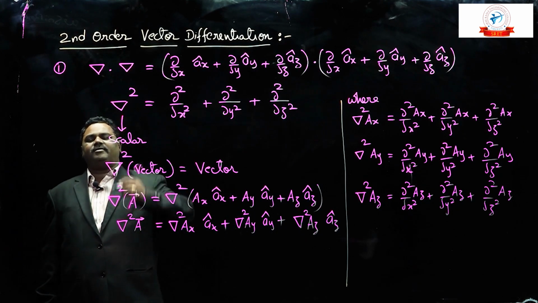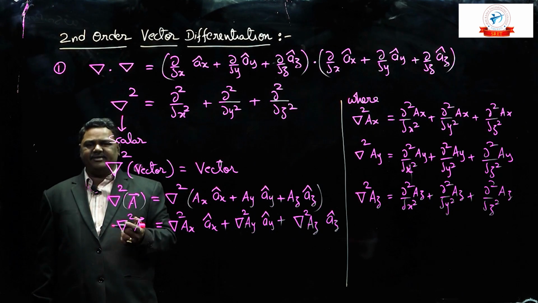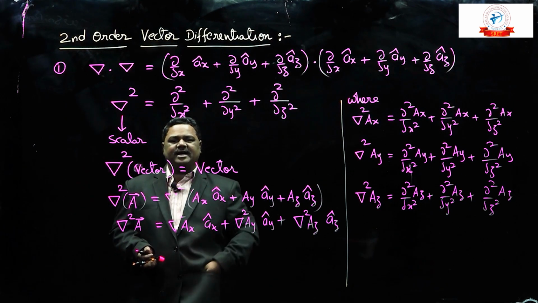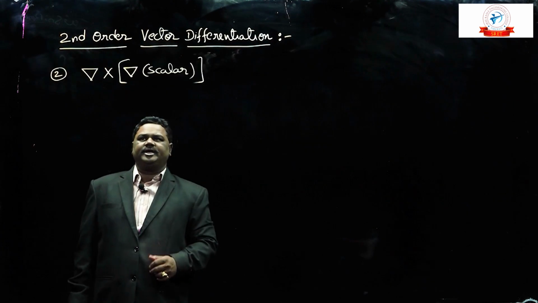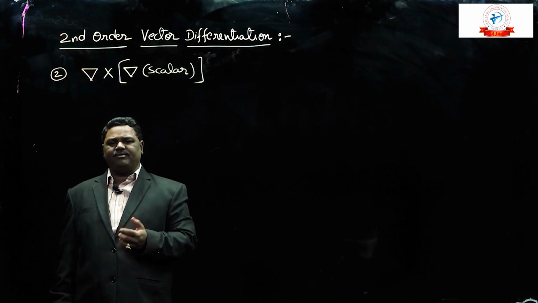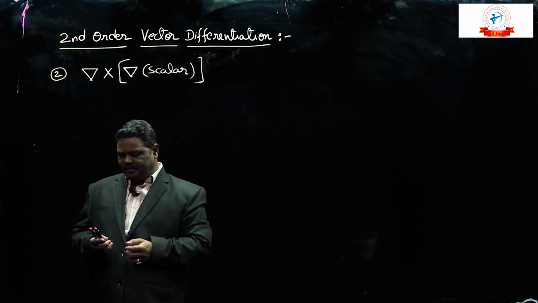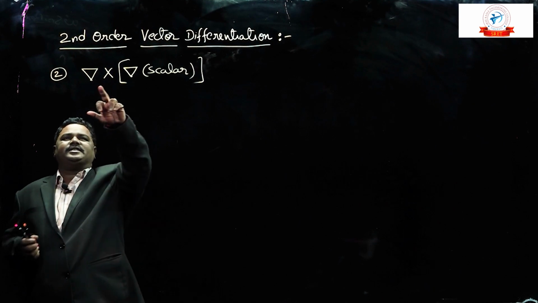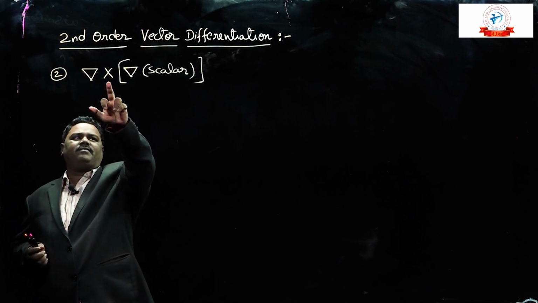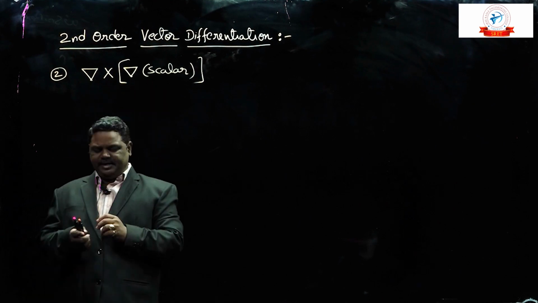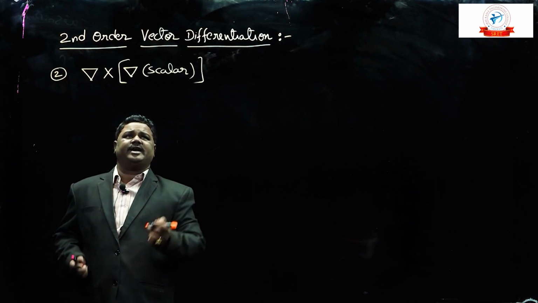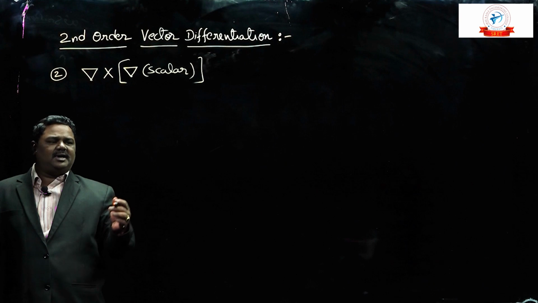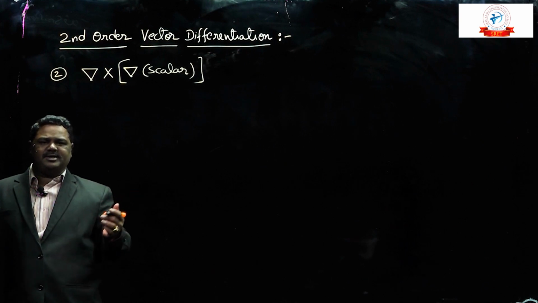So this is the first valid second order differentiation. Now let us go for the second one. What is the second valid second order differentiation? First we studied the Laplacian operation. The next one is the curl of the gradient of a scalar. Let us consider any scalar function here. First I will evaluate this equation, and we will obtain some result.